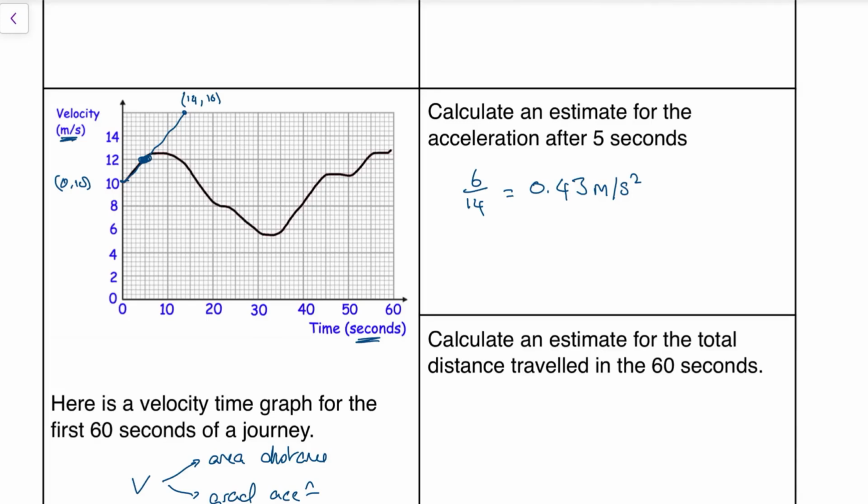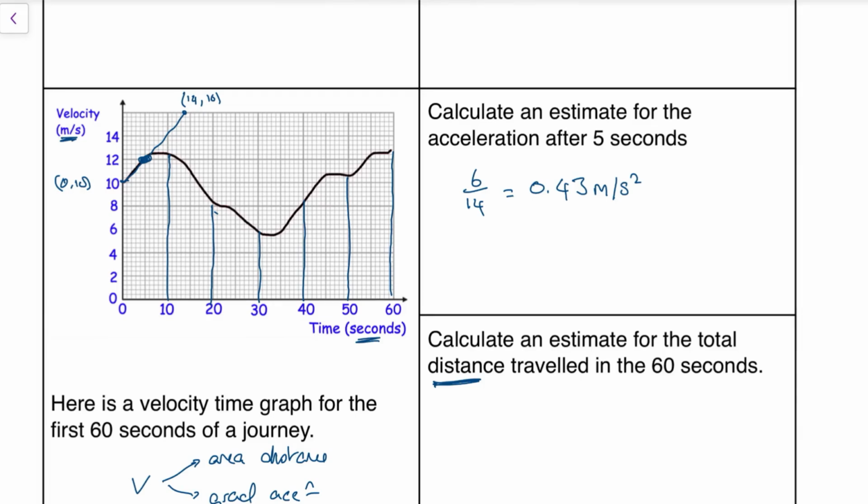Question done. Next question. Okay, this one's going to be a bit of a pain. Typically, when it says calculate an estimate, it might say by using 5 strips or 4 strips, whereas here it's giving me no information at all. So I'm going to just use the tens as my guide. So what I'm going to do is divide this into different sections which are 10 seconds apart. And then I'm going to choose the shape that best fits the curve that's within that space, if you see what I mean.